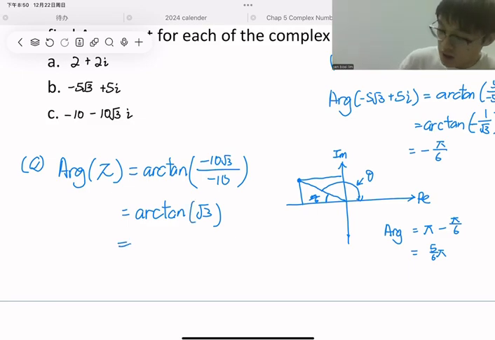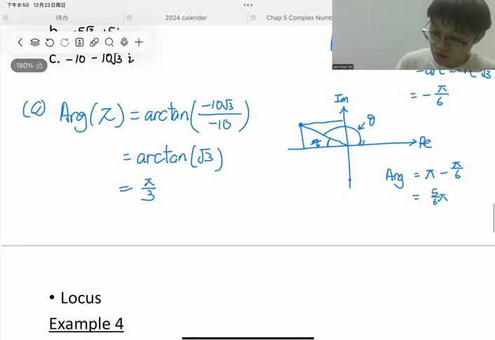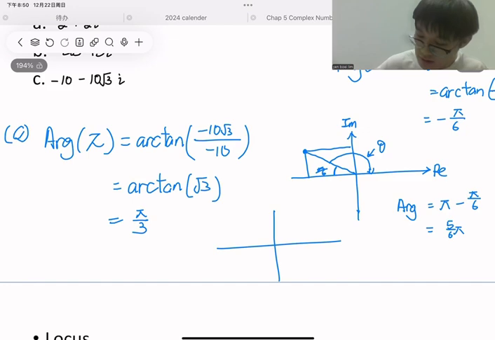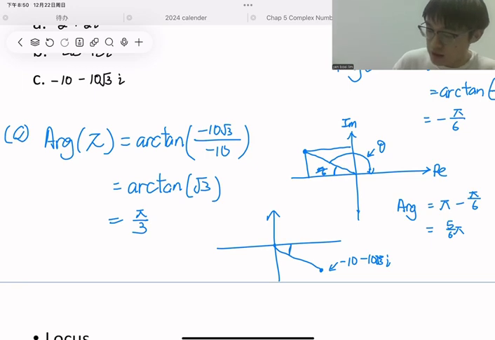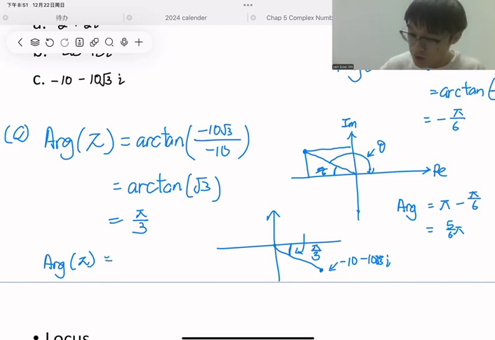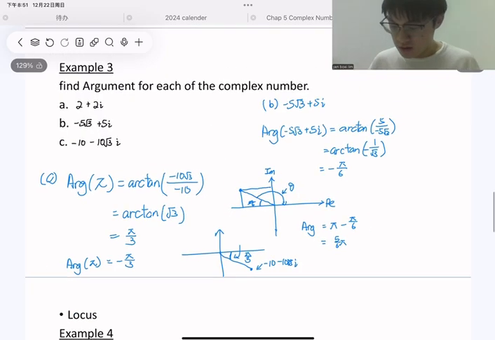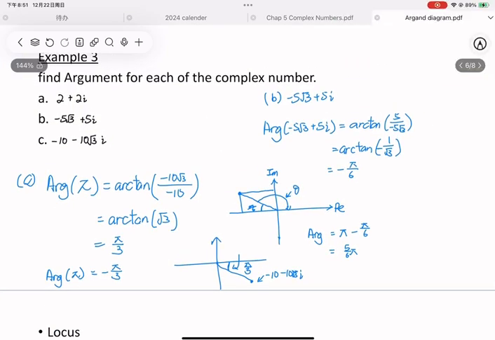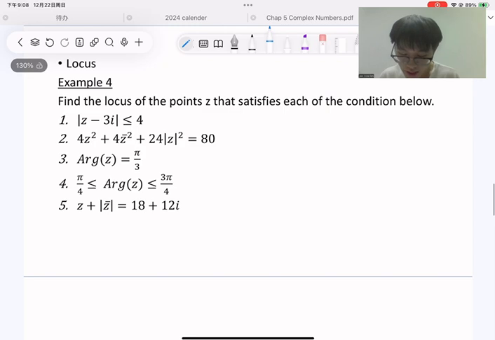So which is pi over 3. So the same thing is, we can realize that this complex number is in quadrant 4, with coordinates 10 and negative 10 square root 3. So what we get is actually the reference angle, which is pi over 3. So actually the argument is 2 pi minus pi over 3, or we can just write negative pi over 3 directly. So this is what we call the argument. So we can go through example 4 directly.